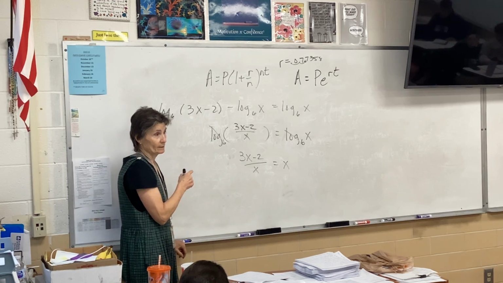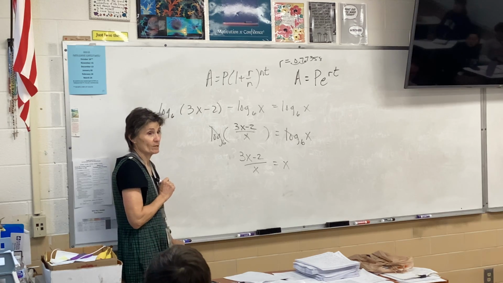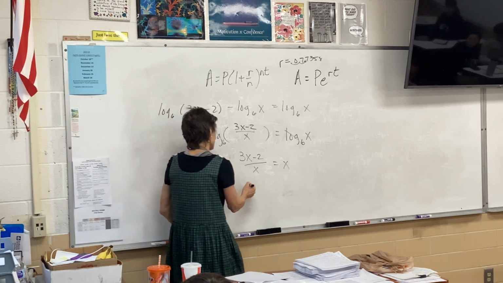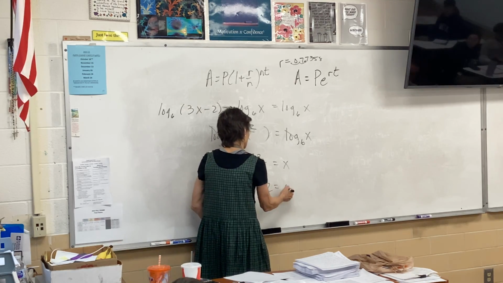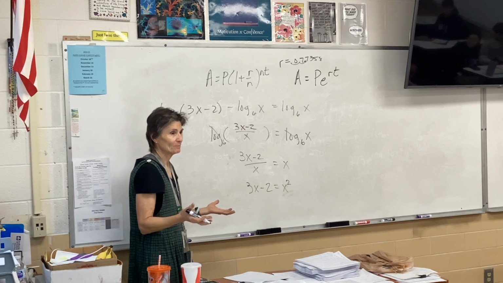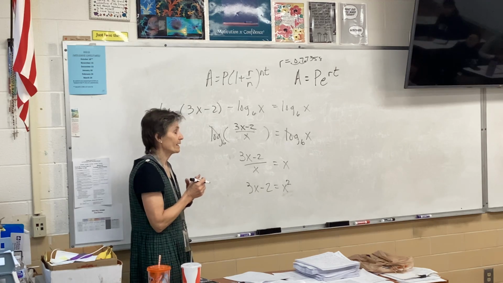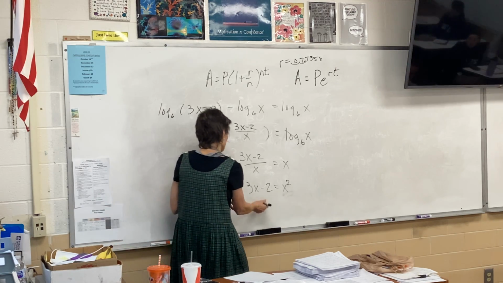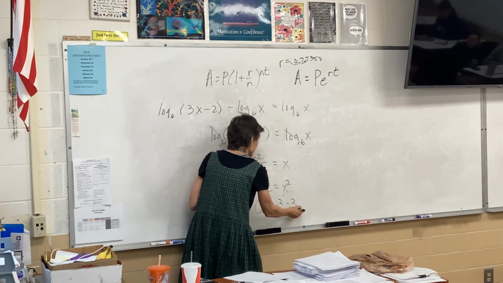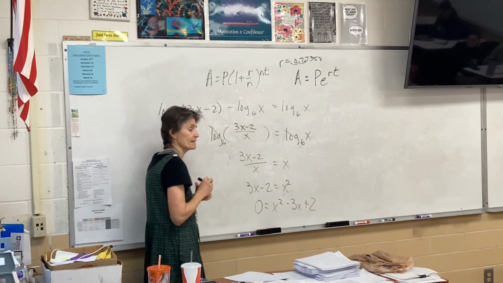Now, this equation's a little harder than some of them we've encountered. How would I solve that equation? What would I need to do to get started? Multiply by x. And then I got an x squared now, which is fine. But what does that mean now that I have an x squared? I gotta get it set equal to 0. So I'm going to minus the 3x, add the 2. So my equation looks like that.